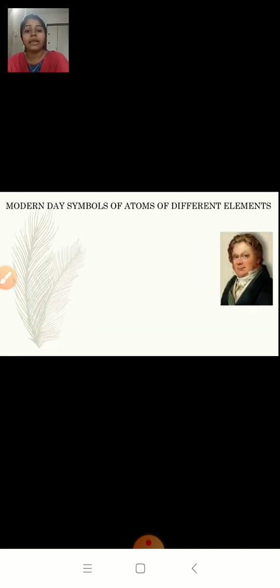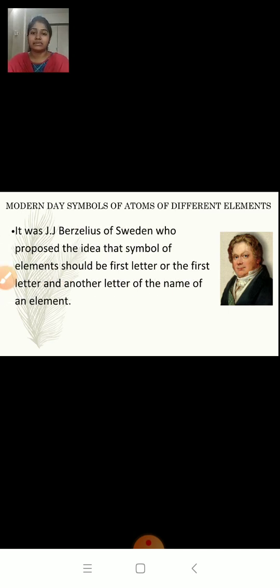Then it was J.J. Berzelius of Sweden who proposed the idea that the symbol of an element should be the first letter, or the first letter and another letter of the name of an element. So J.J. Berzelius suggested that the symbol should be either the first letter or the first letter followed by the second or third letter. Let us look at some examples.